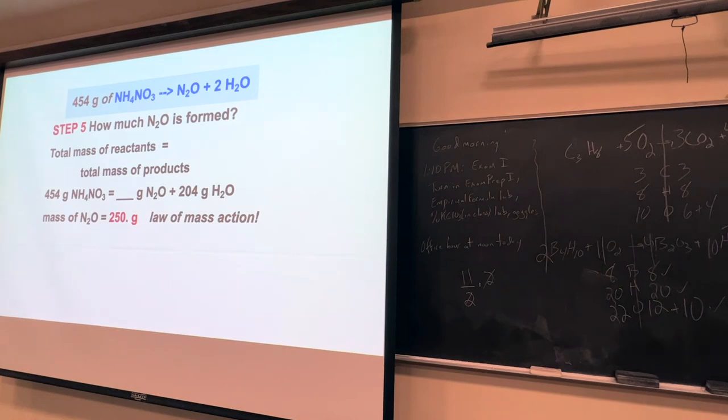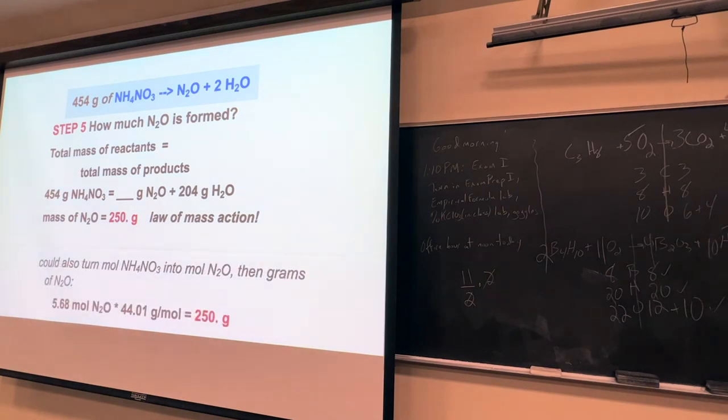It doesn't work perfectly all the time, but it works more often than we might think. So if you have this kind of situation, if you're just missing the grams of one, say, product, then total mass in minus the grams of the other product will give you the grams of that stuff. We could have also said, all right, 5.68 moles of N2O is what we had, one-to-one with ammonium nitrate, multiplied it by the molar mass of N2O. That would be an alternate way to get this number. So either way is fine.